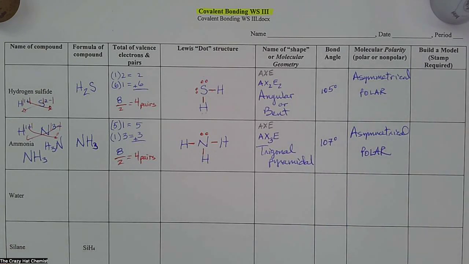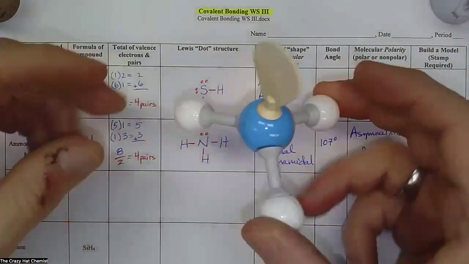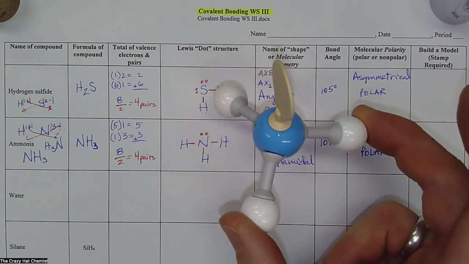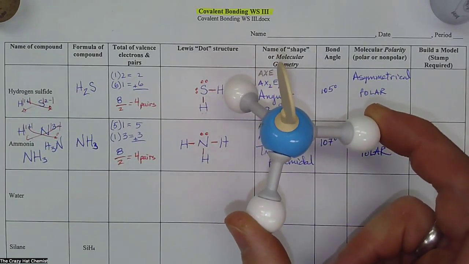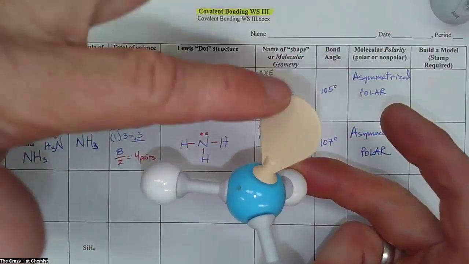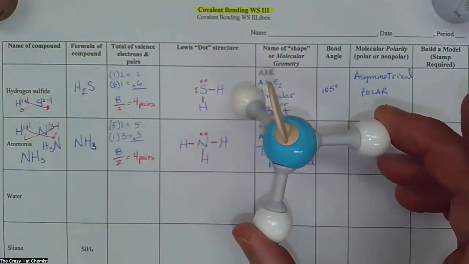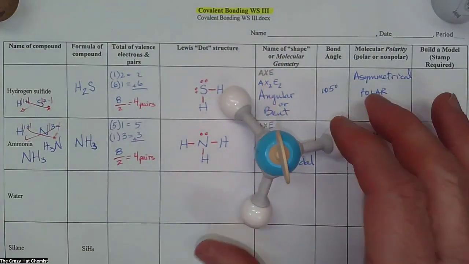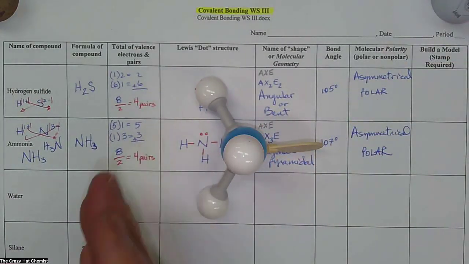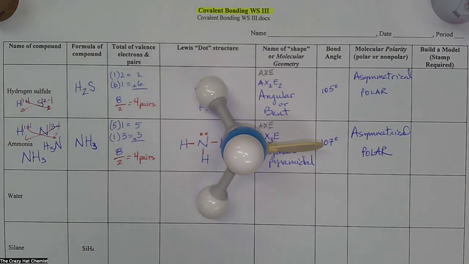So now what we need to do is build the model and verify that it is actually asymmetrical and polar. So the central nitrogen is this blue atom right here that you see in the middle. The hydrogens are the white things. I'm holding on to 2 of them. The gray things are the bonding pairs of electrons. And this tan little paddle thing right here, that's the lone pair of electrons on the central nitrogen. And so you can see that this is asymmetrical. Like this side is different than that side, and it is polar.